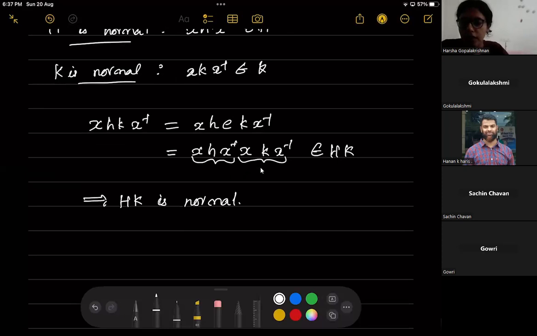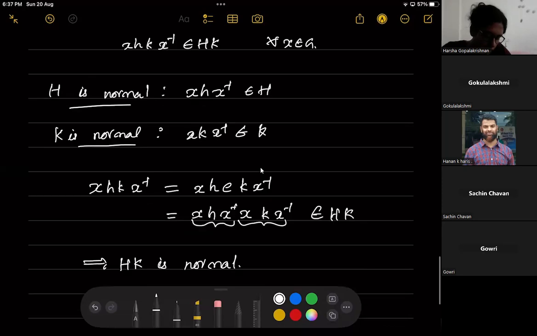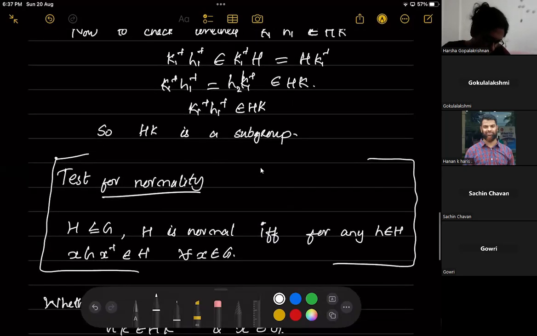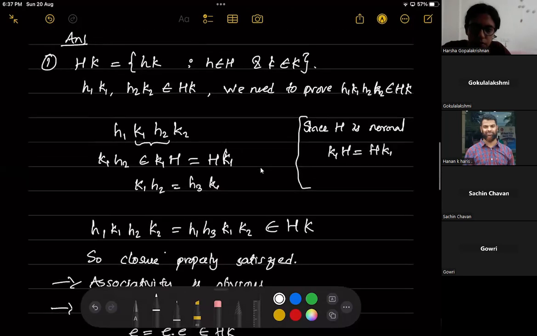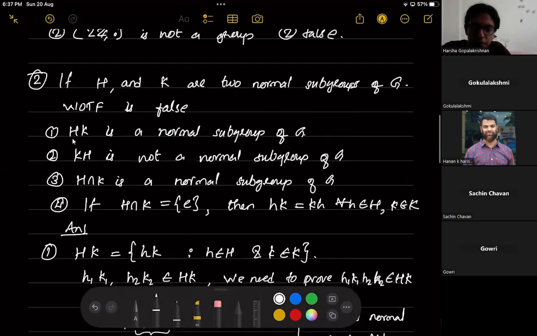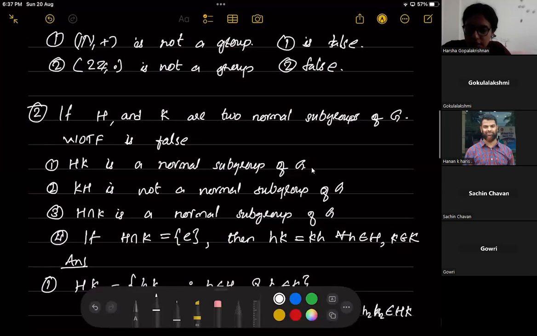Is the proof okay for everyone? First we proved HK is a subgroup of G and then we proved HK is a normal subgroup of G. So our first statement was HK is a normal subgroup. Okay. See, this is our first statement. So it is a true statement. We got it is a true statement.